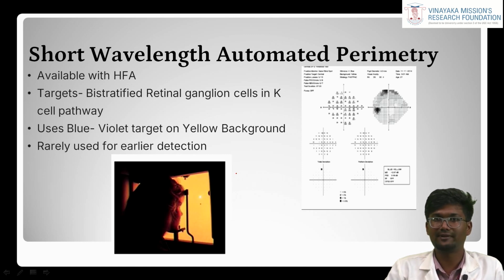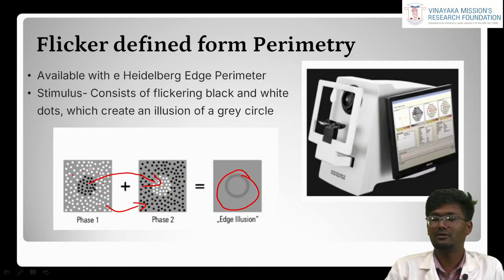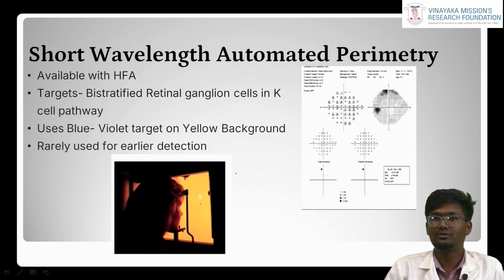The first one is FDT, frequency doubling technology. There are two generations. The most advanced one is the matrix, and then pulsar perimetry, which uses two-dimensional wave grating for testing the patients. And after that, we saw flicker defined form perimetry. In this, they didn't use any waves. They are using multiple dots, and the dots will be changing black and white, so that a pattern of edge illusion will be formed. And the next one is SWAP. It is purely for parvocellular function, not for magnocellular function. These are the different perimeters which utilize visual illusion as a factor.